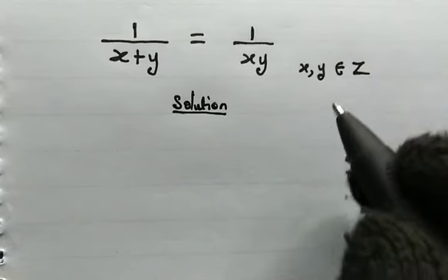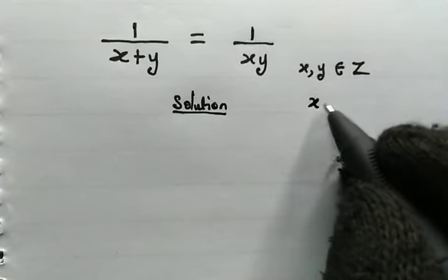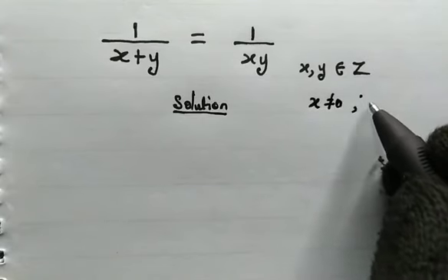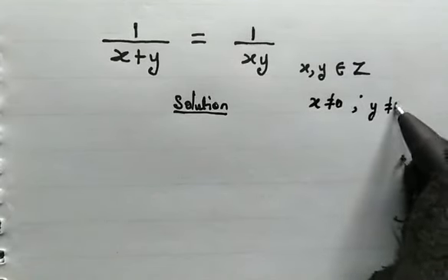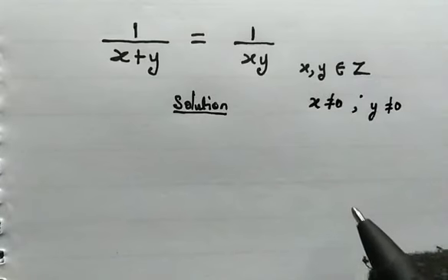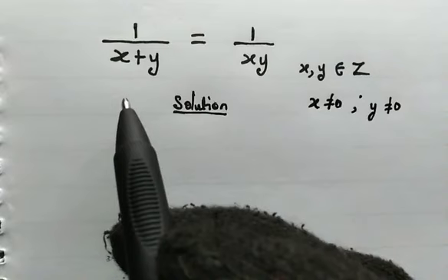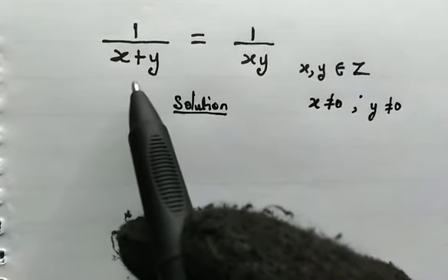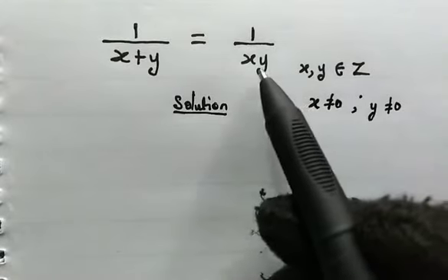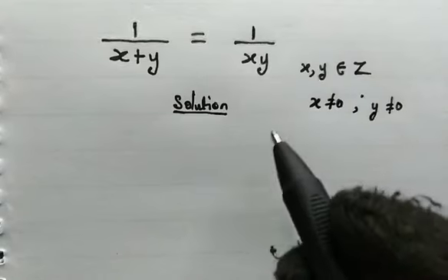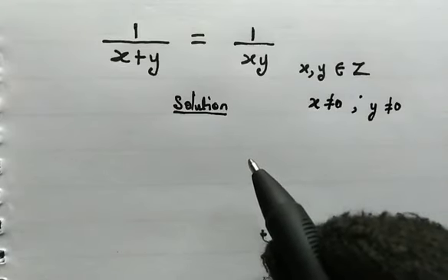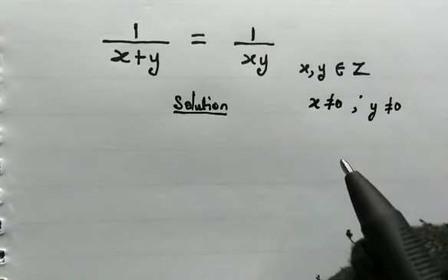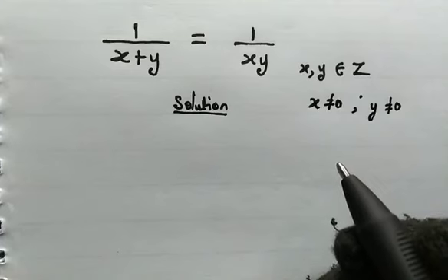Now, how do we know that x here cannot be equal to 0, and also y cannot be equal to 0? You know why? If x and y equal 0, then we have here 1 all over 0 plus 0, which is 1 over 0, and that is undefined. And again, 1 over 0 times 0, which is 1 over 0, is not defined. So whatever we're solving here, x and y cannot be equal to 0.